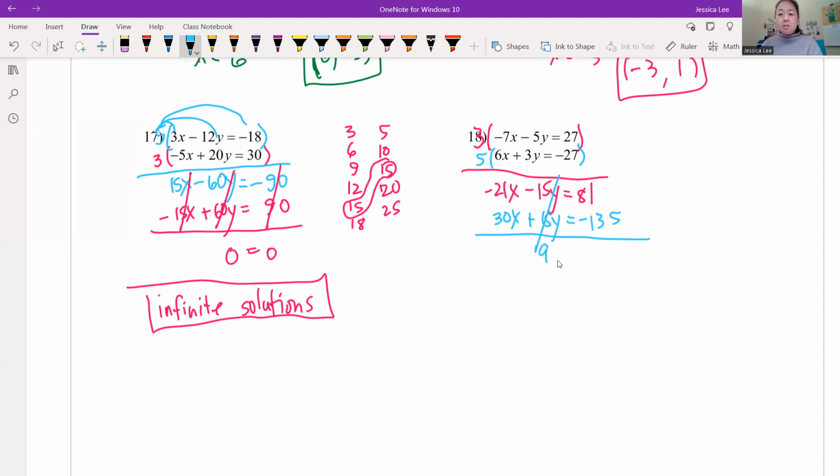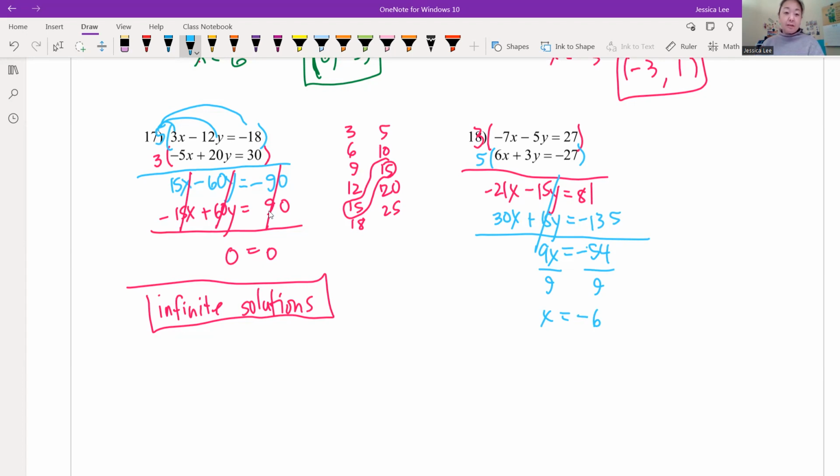that's going to be 9x is equal to negative 54. I was going to say negative 54, I'm like, nope, okay, negative 54. Divide by 9 on both sides and we get x is equal to negative 6.